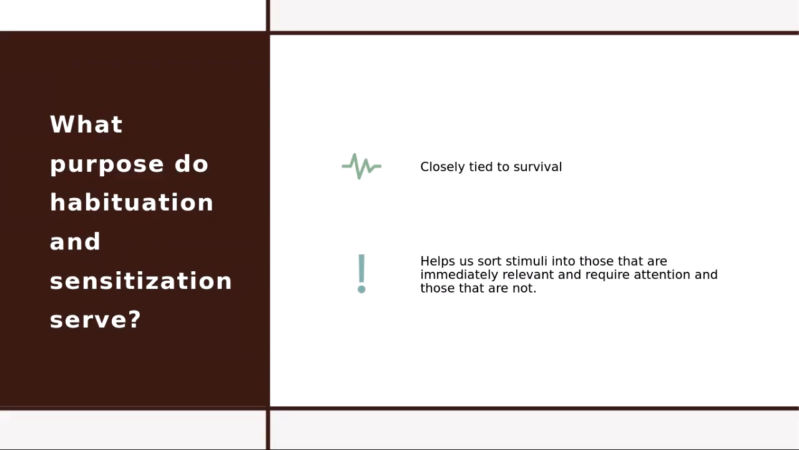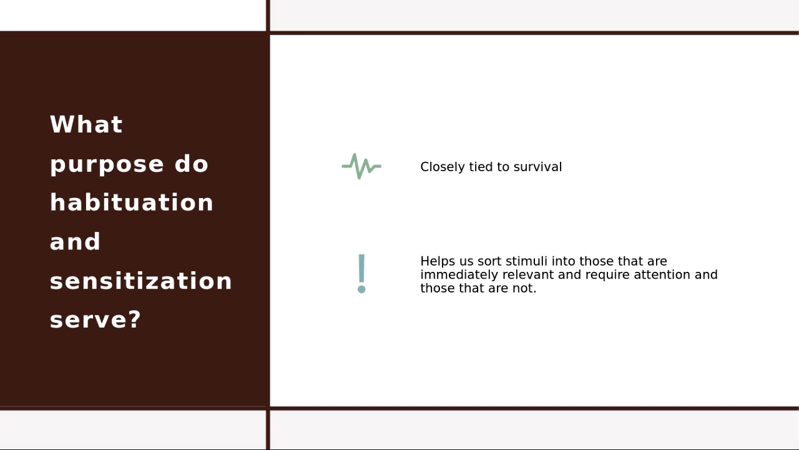So what is the purpose of these two reactions to stimuli? Habituation and sensitization are closely tied to survival, like we talked about. It helps us sort stimuli into those things that require our immediate attention and those things that do not require our attention. So it allows us to tune out things in our environment that don't pose a threat to us. We tune out things that are not very important, and we tune into those things that require our attention.